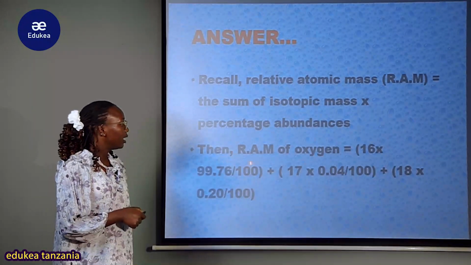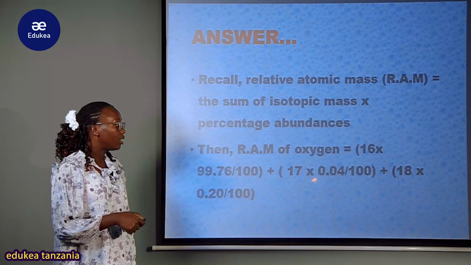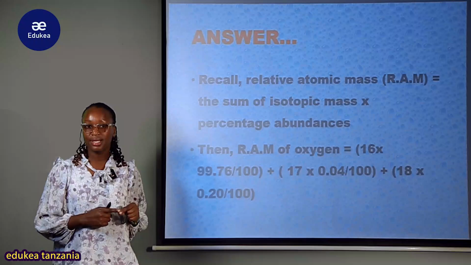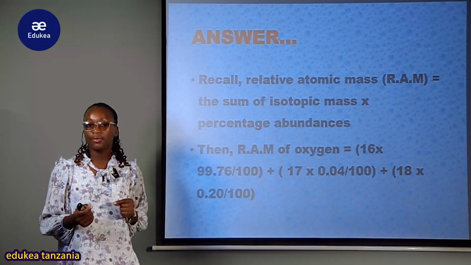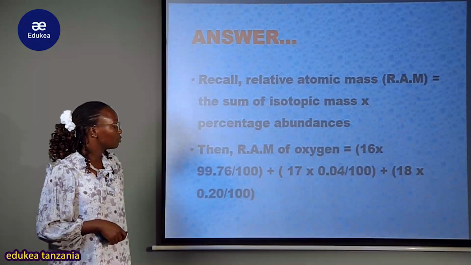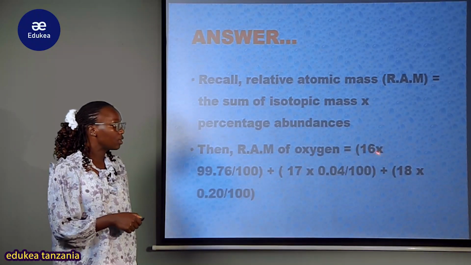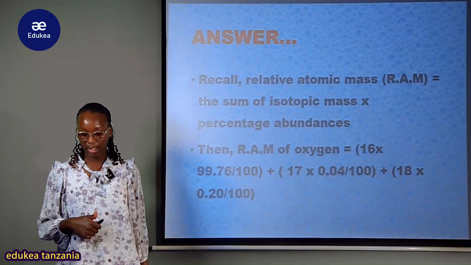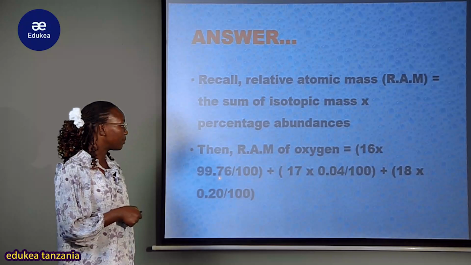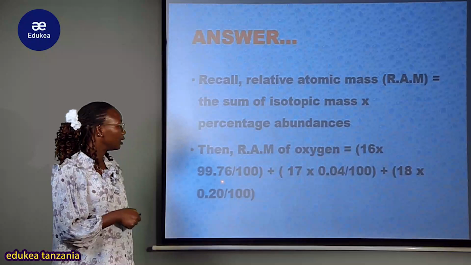Simply, then relative atomic mass of oxygen itakuwa sasa tunaingizia zile value. Kumbuka tunachukua the sum of isotopic mass. Kwa hiyo unachukua zile mass, lakini pia una times na relative, the percentage abundances. Kwa hiyo tunachukua summation. Simply tutachukua the first isotope, tulikuwa na mass ya isotopic mass ilikuwa ni 16. That is the first isotope, lakini it is abundance or percentage abundance ilikuwa ni 99.76. Na kumbuka hii ni asilimia, is percentage, kwa hiyo inakuwa ni chini ya 100.